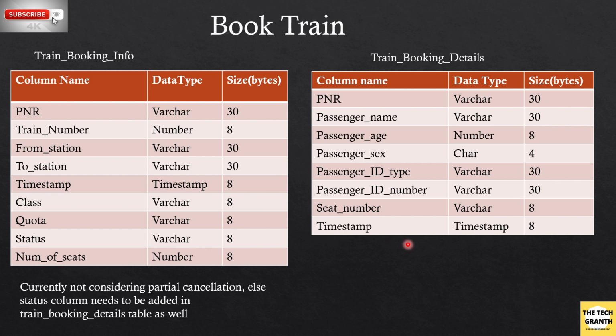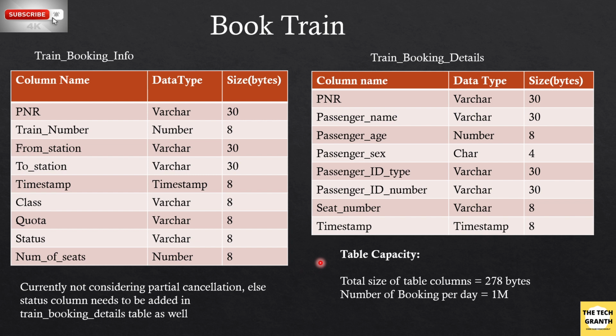So if I want to support partial booking or partial cancellation, I need to put the status column in the train booking details side also, so that I can say that 2 tickets are confirmed and 2 tickets are waitlisted or RSC. Now let us look at the capacity for this. Similar to the last table, I've done capacity planning for this, and this will take around 8 GB, considering both the tables.